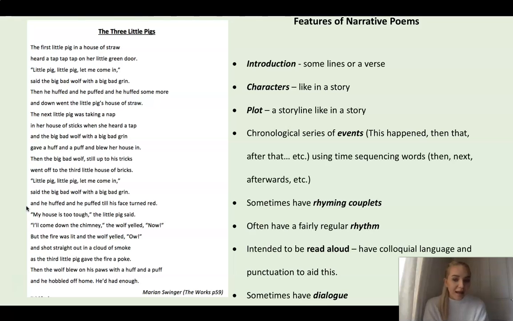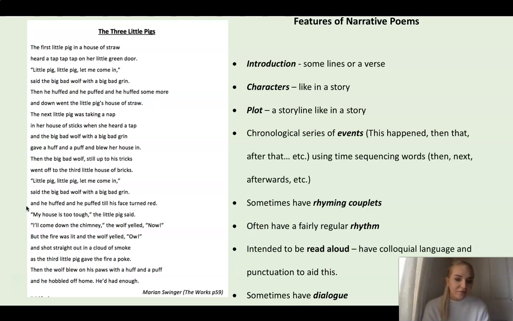Little pig, let me come in, said the big bad wolf with the big bad grin, and he huffed and he puffed till his face turned red. My house is too tough, the little pig said. I'll come down the chimney, the wolf yelled, now! But the fire was lit and the wolf yelled, ow! And shot straight out in a cloud of smoke, as the 3rd little pig gave the fire a poke. Then the wolf blew on his paws with a huff and a puff, and he hobbled off home. He'd had enough.